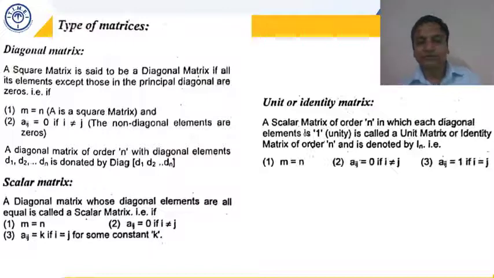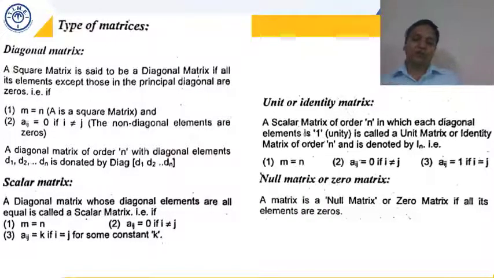I hope this is clear. Null matrix or zero matrix. As the name suggests, a matrix is a null matrix or zero matrix if all its elements are zero. Sorry, null matrix or zero matrix if all its elements are zero. I hope this is clear.